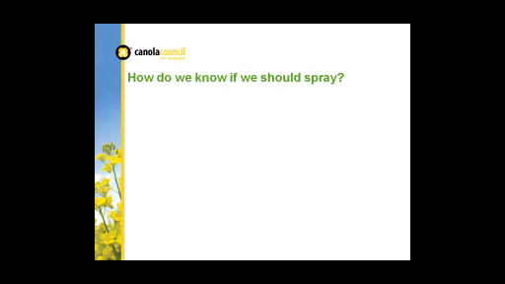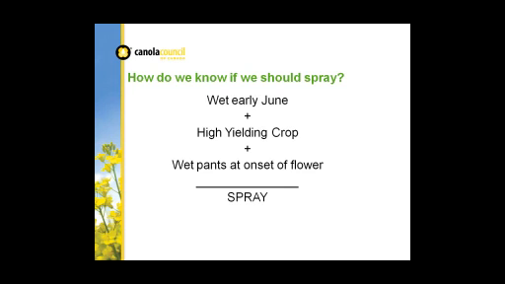Okay, so I guess that's really the whole question: how do we know if we should spray? We went through the checklist, and if you really want to take it down to its basics, how do we know if we should be spraying in 2011? Well, we've had a wet early June, so there are going to be lots of apothecia and ascospores produced. If you have a high-yielding crop, better than 35 bushels, you can think of it as yield insurance when deciding whether to spray or not. And if you're walking through your crop when you're checking the flowering stage and your plants are getting awfully wet, it's probably a good idea that you will need to protect that crop.